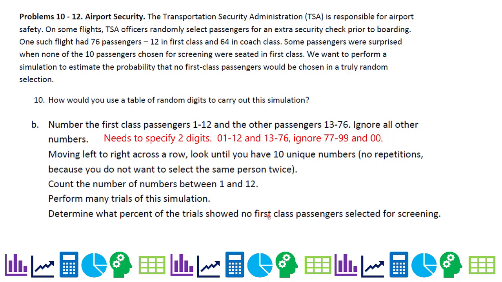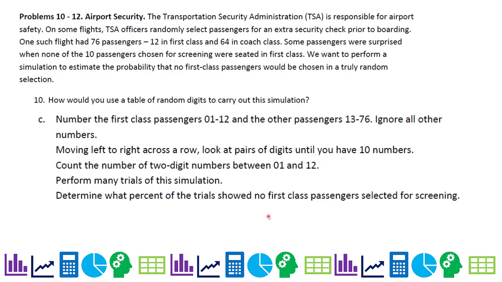I personally like to list them out. We would be ignoring 77 through 99 and 00. So B won't work because it looks like it could be single digits or 2 digits. And it doesn't really specify digits. So bad plan for a random number table.